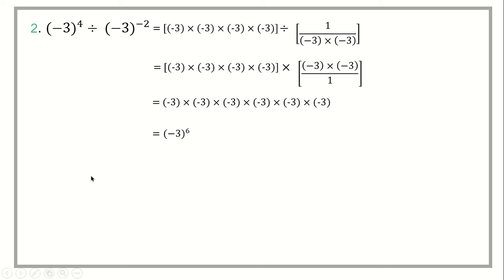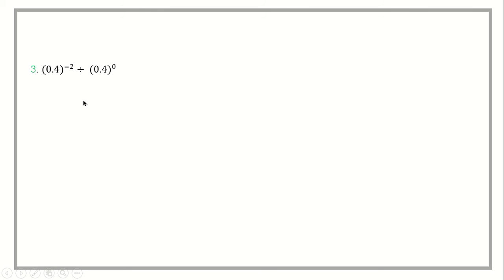But now let us look at it in this format. We get 4 minus negative 2. Okay? So we get negative 3 to the power of 4 minus negative 2. And that will be 4 plus 2, which is negative 3 to the power of 6. Now you can see that this one and this one, they are the same. Okay? We look at part 3.